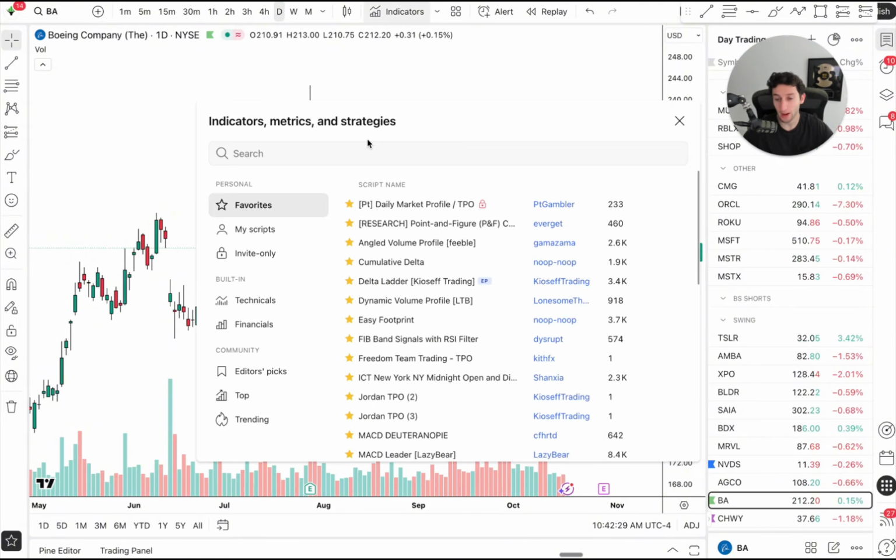And what I'm doing is I'm actually on TradingView right now. You don't have to use TradingView. A lot of other platforms have this. But I like to use TradingView. It's a free charting platform.